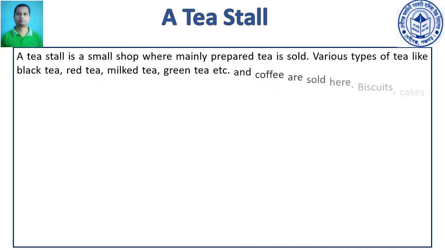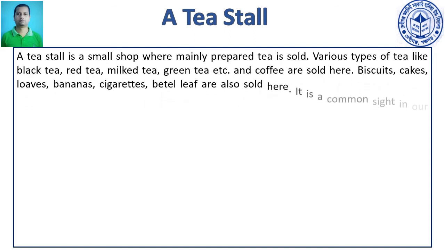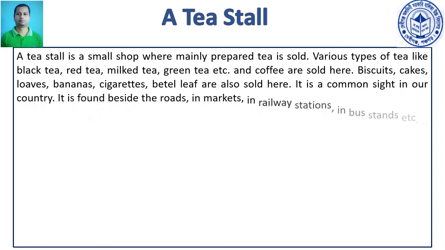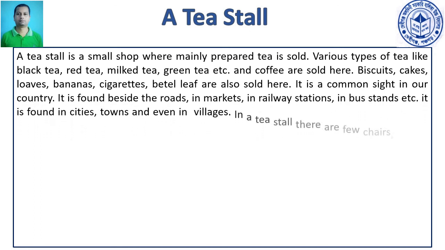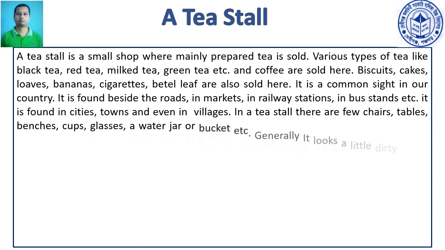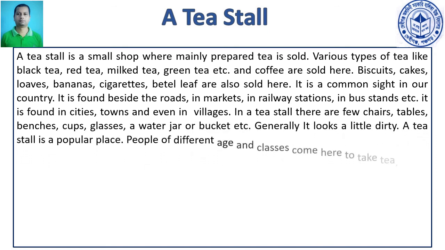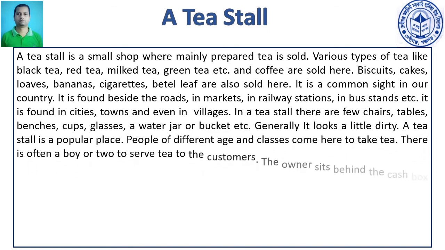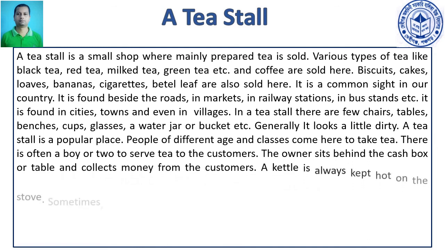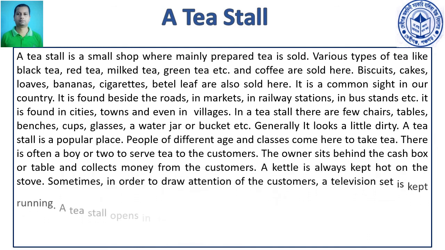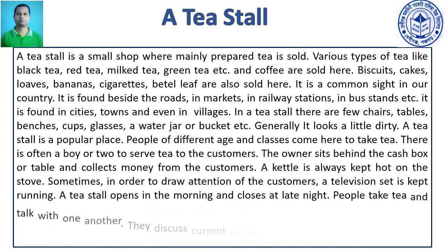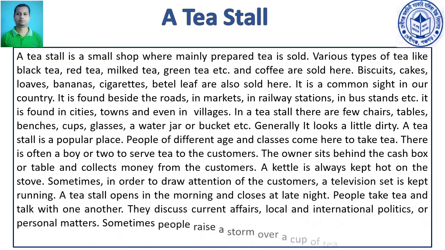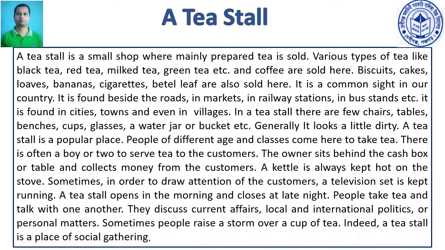A tea stall is a small shop where mainly prepared tea is sold. Various types of tea like black tea, red tea, milk tea, green tea, etc. and coffee are sold here. Biscuits, cakes, loaves, bananas, cigarettes, betel leaves are also sold here. It is a common sight in our country. It is found beside the roads, in markets, in railway stations, in bus stands, etc. It is found in cities, towns, and even in villages.